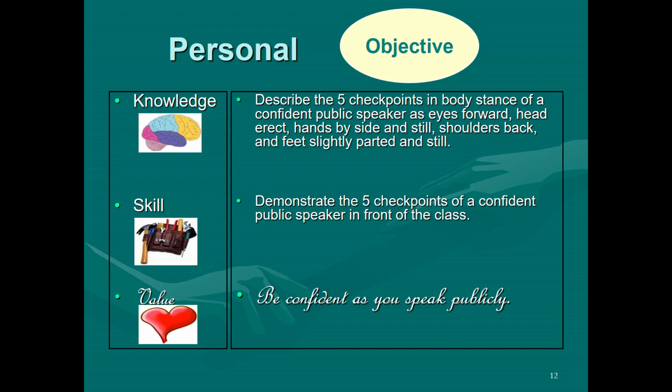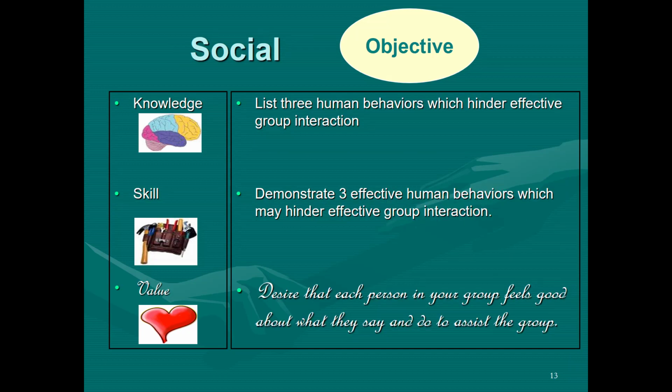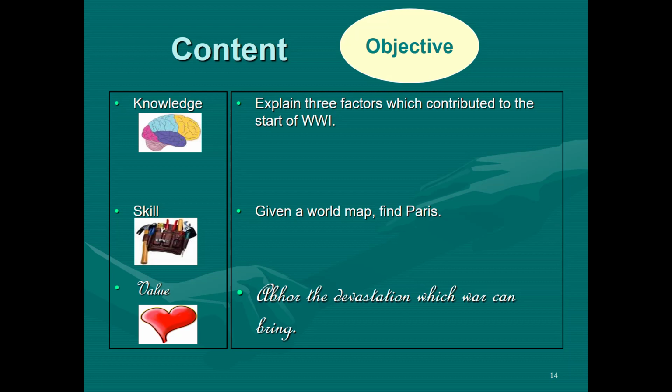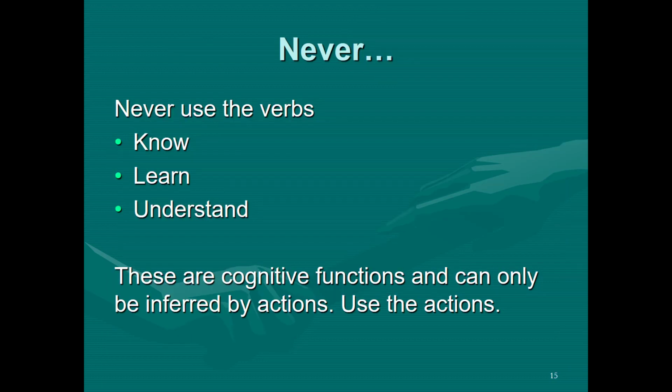Now, for personal objectives, here's an example for each different type: knowledge, skill, or value of a personal objective, social, and content related. Never use the verbs know, learn, or understand in your objective. These are cognitive functions that are hidden. You have to infer that they exist because of the actions the students do. Therefore, just use the actions.